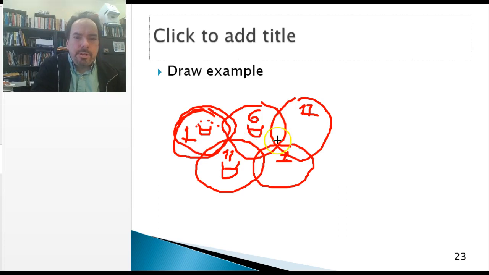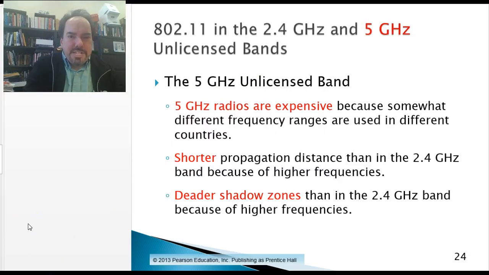Staggered's a good word. So that's what we're doing here, and that's the way, all in the 2.4 gigahertz range. This is how you have to lay out your access points. Whew, drawing is tedious. I miss my whiteboard.